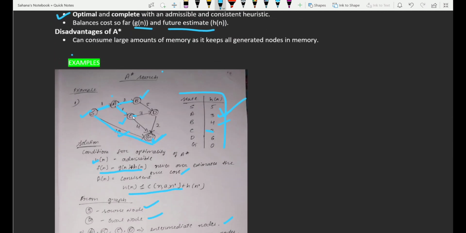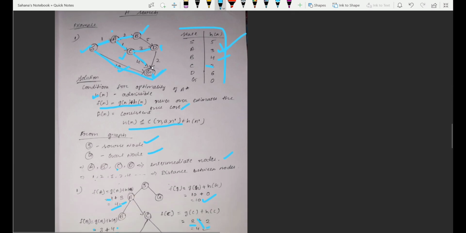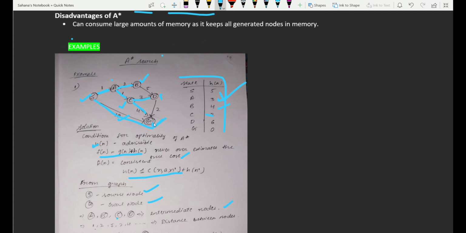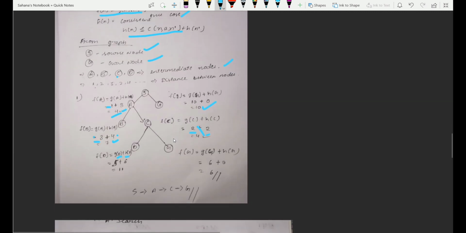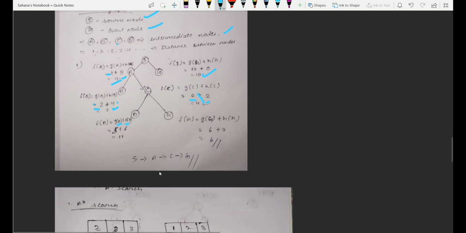Next we will explore from C to D and then C to G. Now we should find out the f of D and f of G. To find f of D, we should know the value of g of D and h of D. G of D we find from the starting node: S to A is 1, A to C is 1, then C to D is 3. 1 plus 1 plus 3, that is 5. G of D is 5, plus the heuristic value of D, which is 6. You will add 5 plus 6, you will get 11.